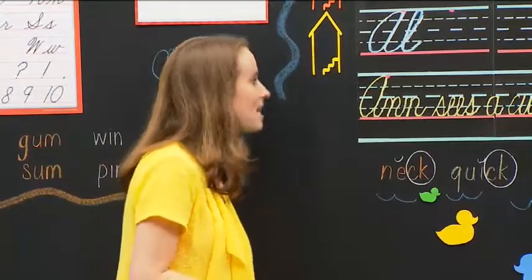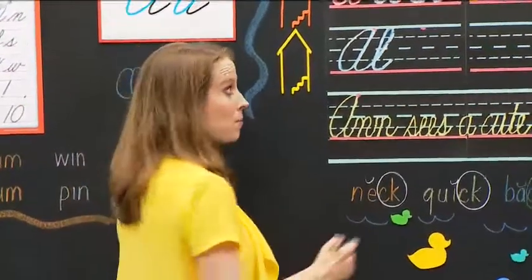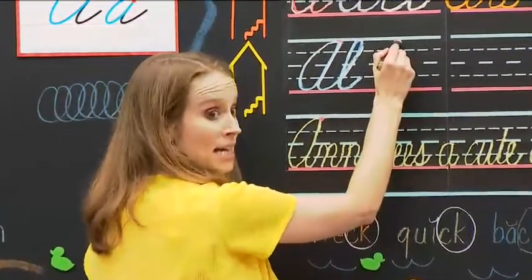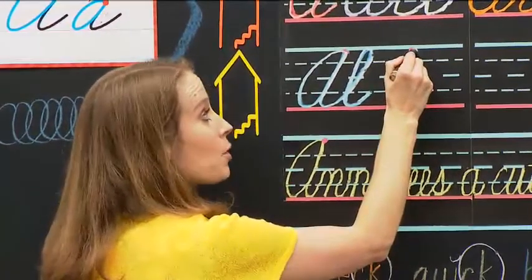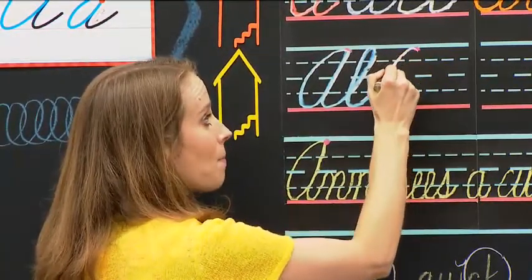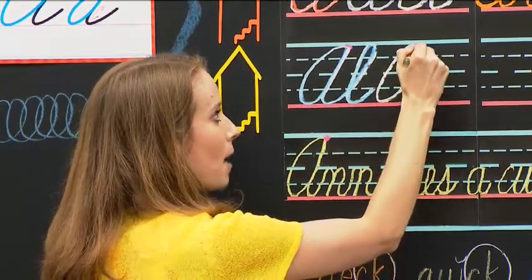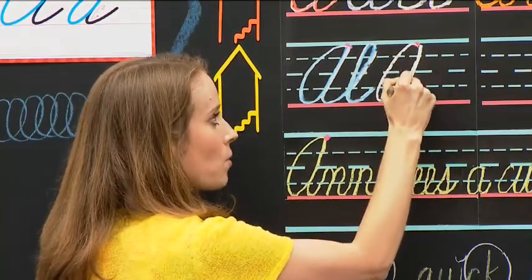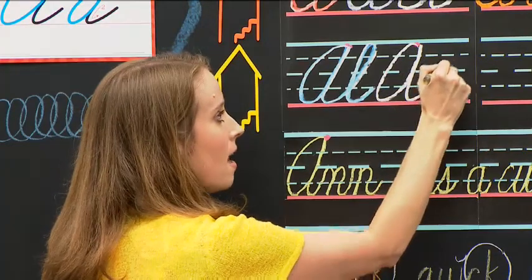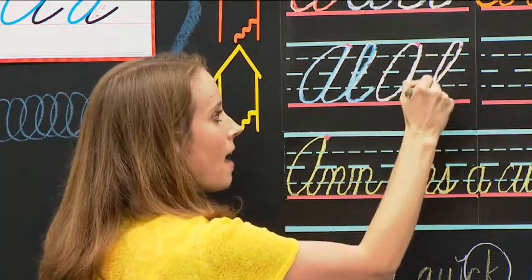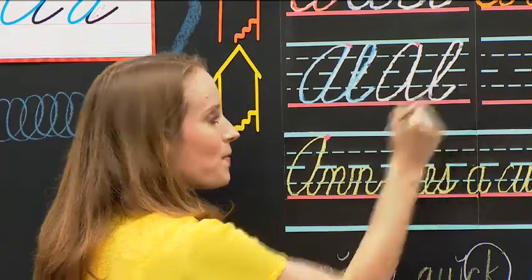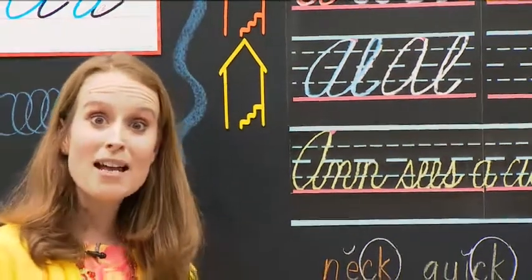Now watch me as I write Al's name on the board. I'm starting right underneath that ceiling. I'm curving up. I'm going down. I'm back where I started. I'm going to retrace. I go into my letter L. I loop, and I stop. Prepare for writing.